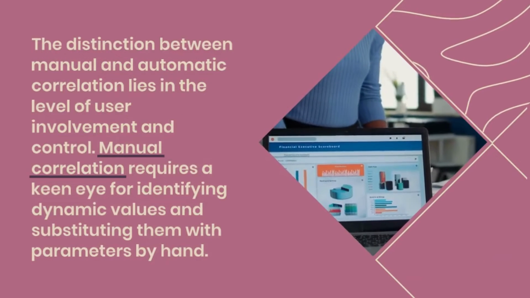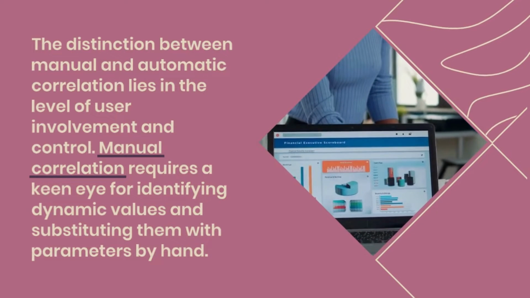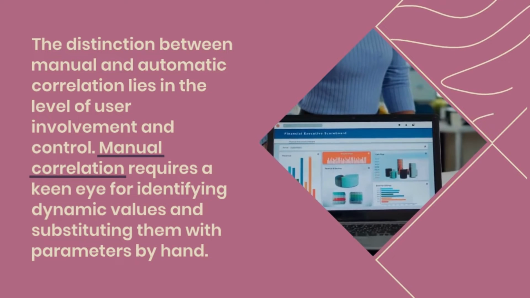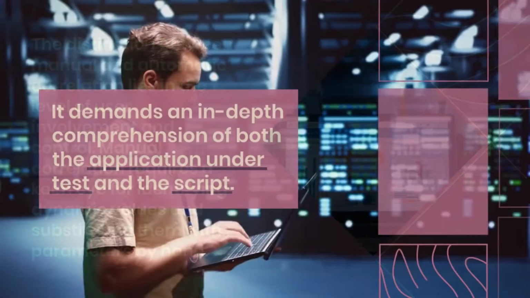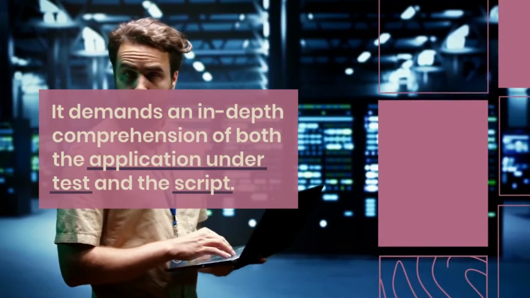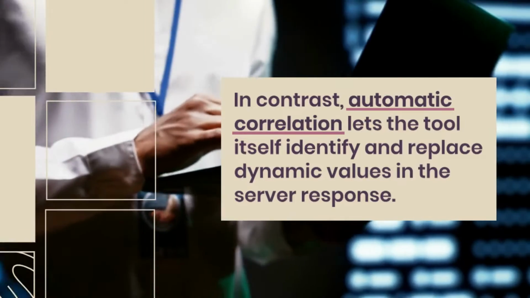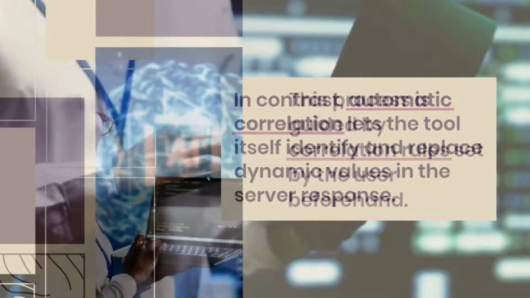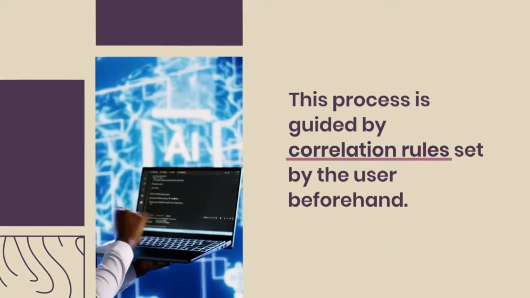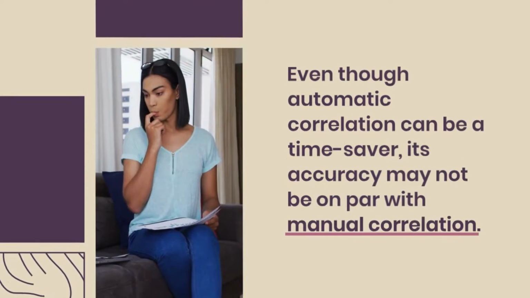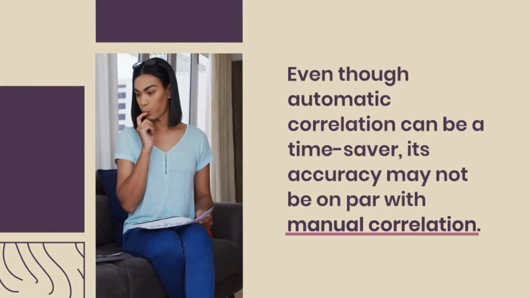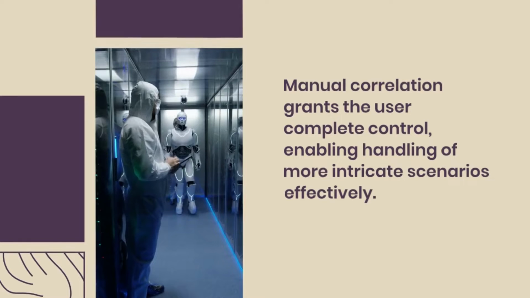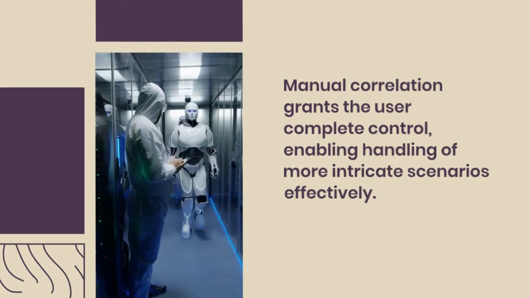The distinction between manual and automatic correlation lies in the level of user involvement and control. Manual correlation requires a keen eye for identifying dynamic values and substituting them with parameters by hand. It demands an in-depth comprehension of both the application under test and the script. In contrast, automatic correlation lets the tool itself identify and replace dynamic values in the server response. This process is guided by correlation rules set by the user beforehand. Even though automatic correlation can be a time saver, its accuracy may not be on par with manual correlation. Manual correlation grants the user complete control, enabling handling of more intricate scenarios effectively.